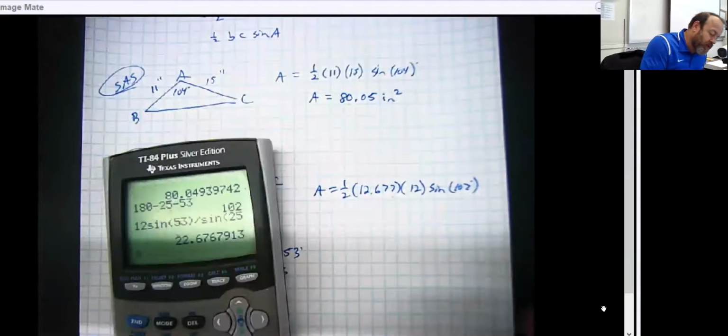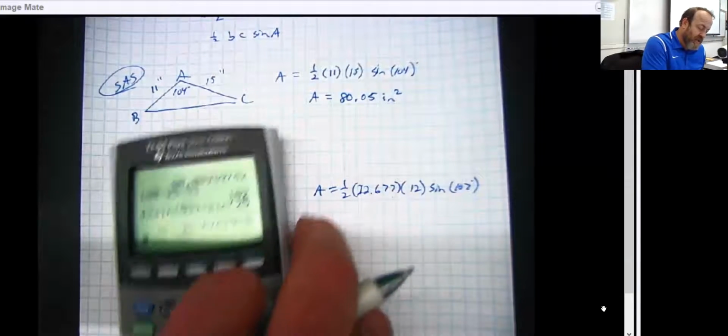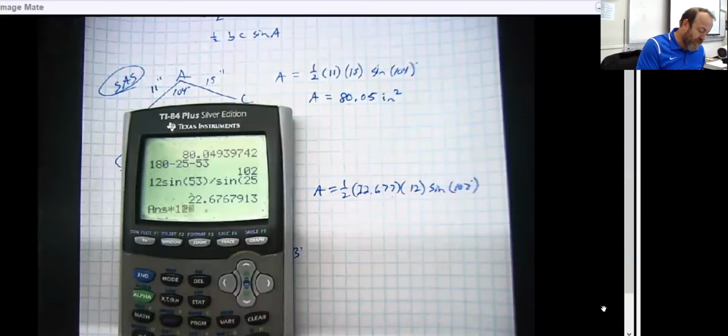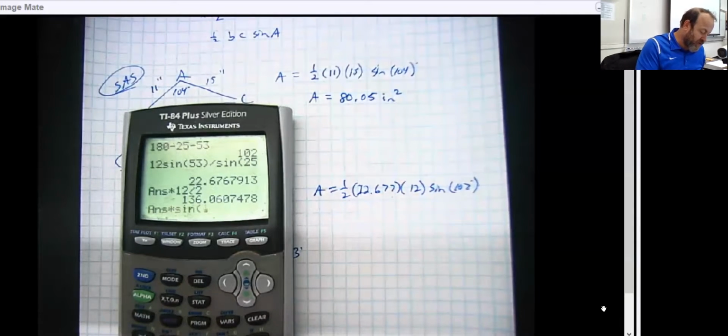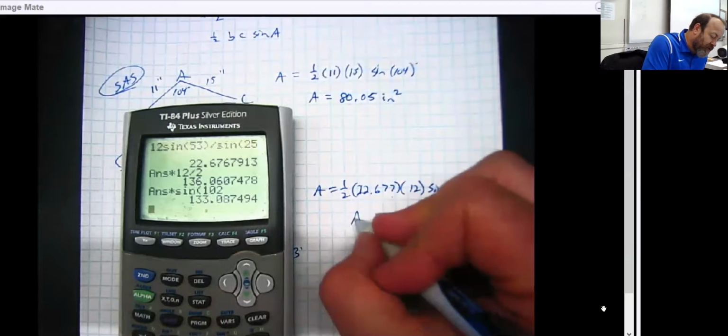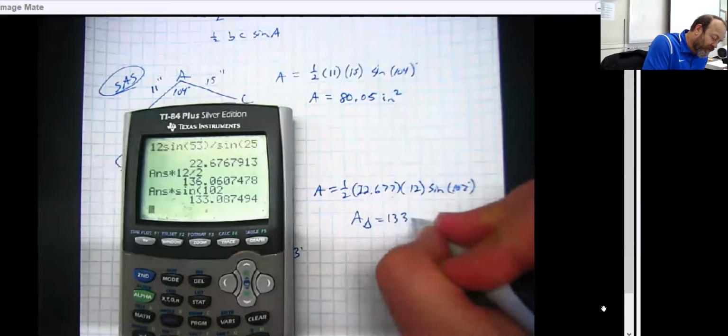So I'm going to take 22.677 times 12 divided by 2, and then times that by the sine of 102. And it looks like the area of this triangle would be 133.